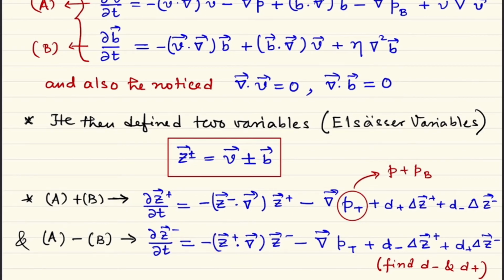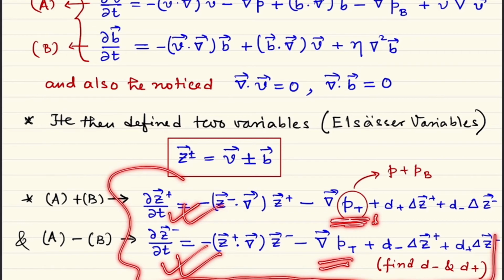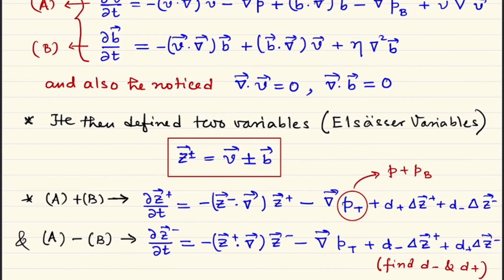So neither z plus nor z minus can self-advect. Okay, so z plus is advected by z minus and z minus is advected by z plus. And for both the variables, the pressure is nothing but the equivalent fluid pressure, which is the total pressure, the sum of the fluid pressure and the magnetic pressure. Okay, this specific writing is particularly interesting when we will talk about MHD turbulence, okay, and the phenomenology of Kraichnan-Iroshnikov.